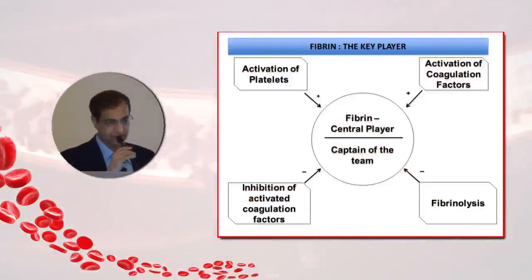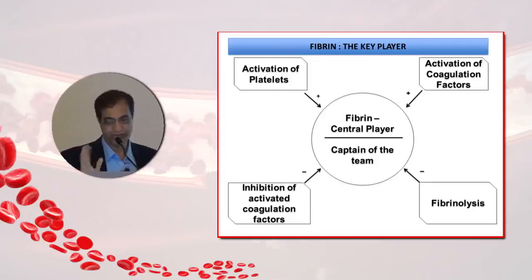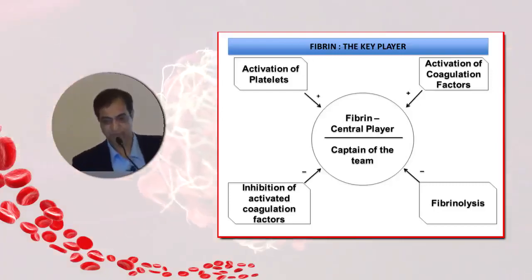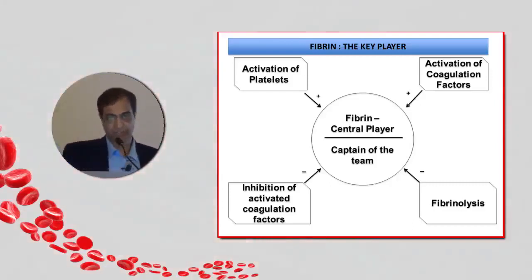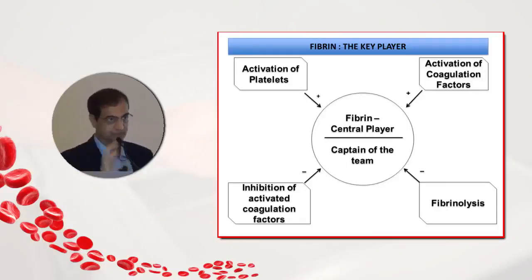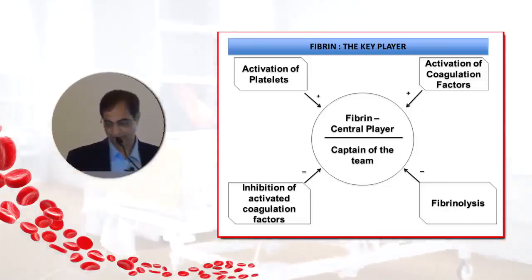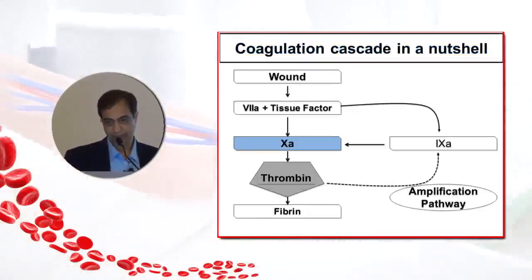So the key players from the clinical point of view, I will just touch them. Fibrin is one of the key players in the clotting story, and in the bleeding story as well. So the fibrin, being the center player, is the captain of the team. The production of fibrin is going to go up by activation of platelets and by activation of the coagulation factors. And the production of fibrin is going to go down by inhibition of the activated coagulation factors, and of course by fibrinolysis. So this is the key player in the mechanism of coagulation.